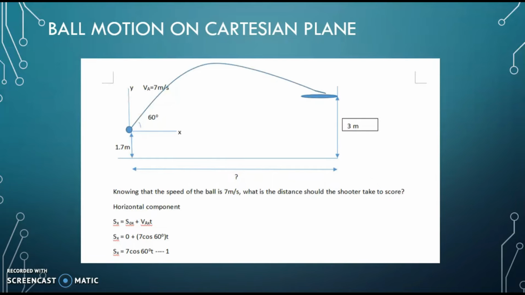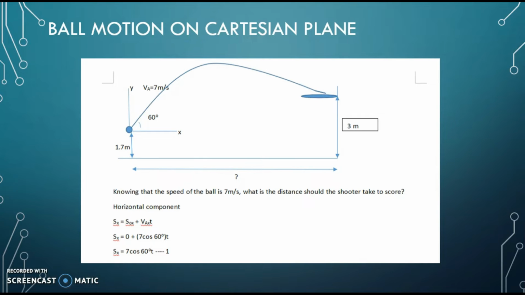So we have already done the calculations, and the first thing that we did is that we drew the ball trajectory on Cartesian planes. Knowing that the speed of the ball is 7 meters per second, in these calculations, what we want to find is the distance that Nash should take to score, to shoot the ball. And first we did the horizontal component.